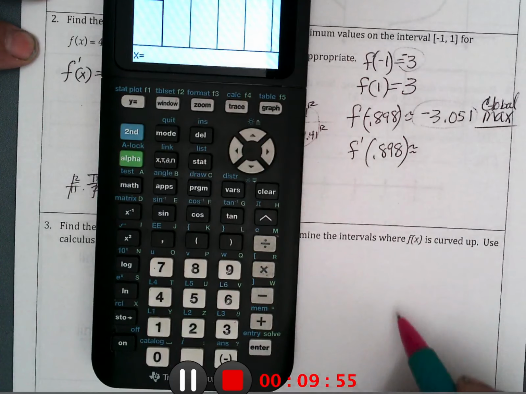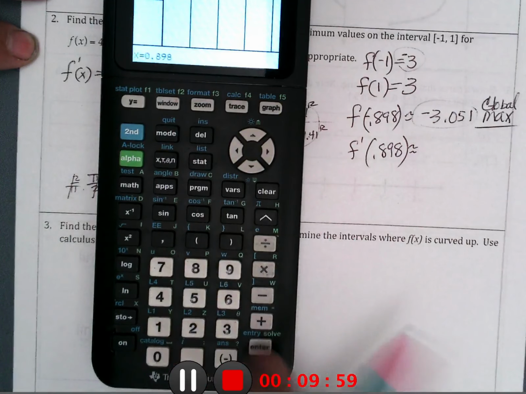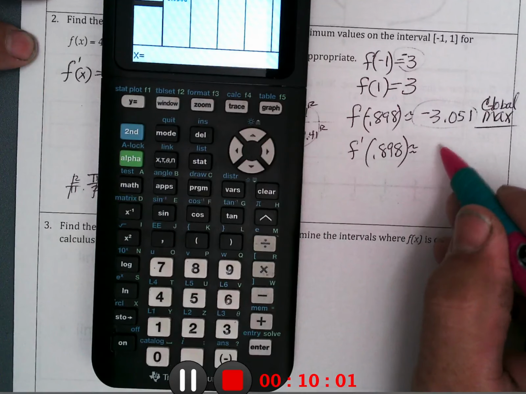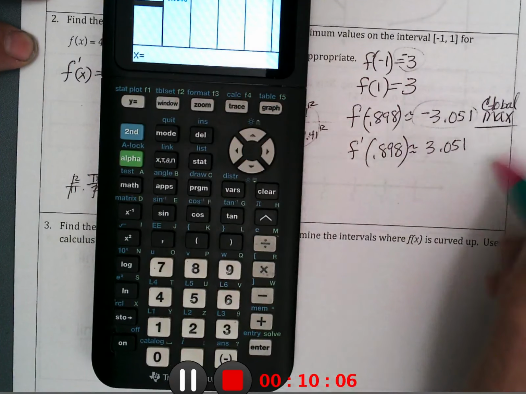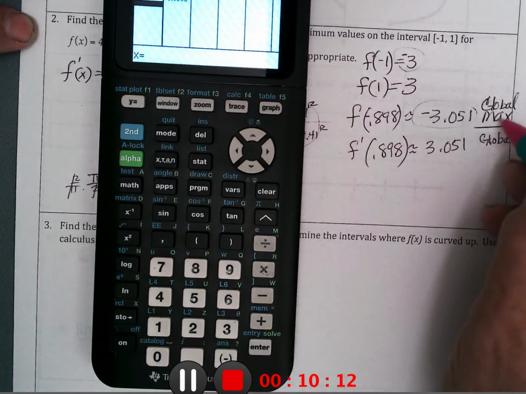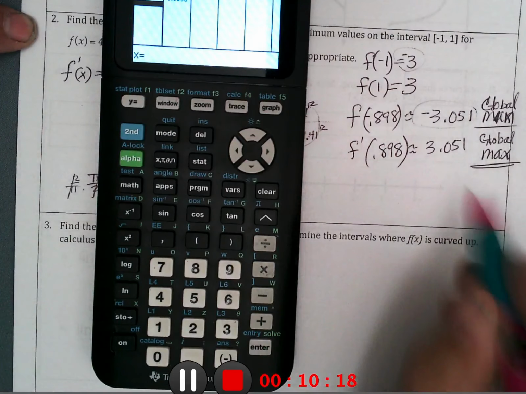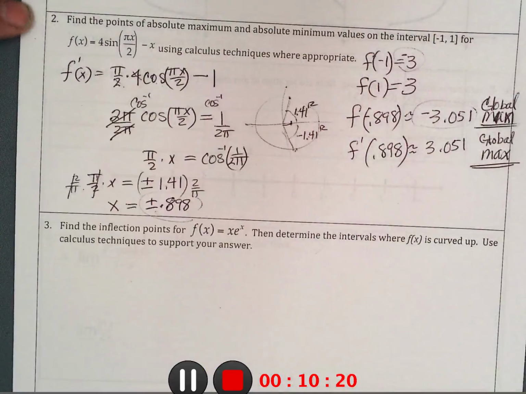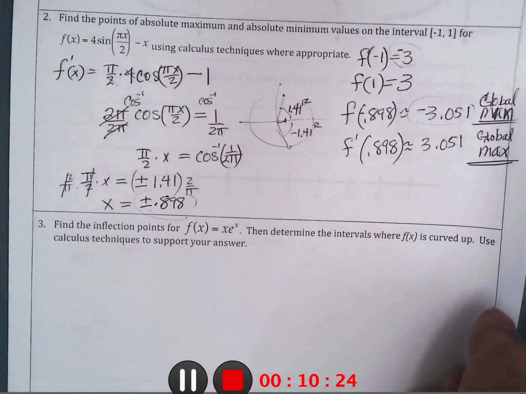And if I put in the 0.898, the positive, I get 3.051. That should be our global... Oh, this is the global min, sorry. And this is the global max. Okay, that one's a little bit messy. I'll try not to make as messy a problem on the test.